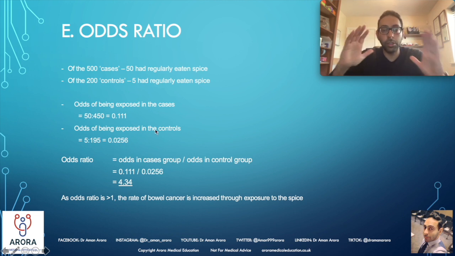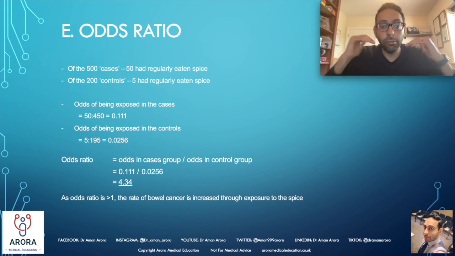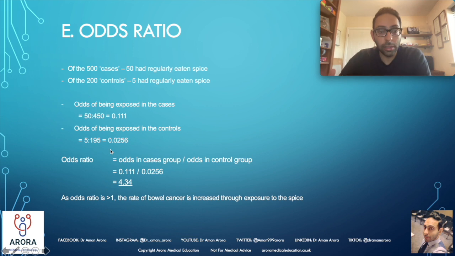Now this is very different to risk. If you calculate risk, it would be 50 over 500 and 5 over 200, whereas with odds, it's different. So you've got to get that bit right before you calculate ratios.